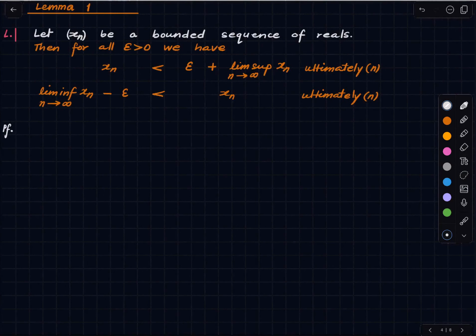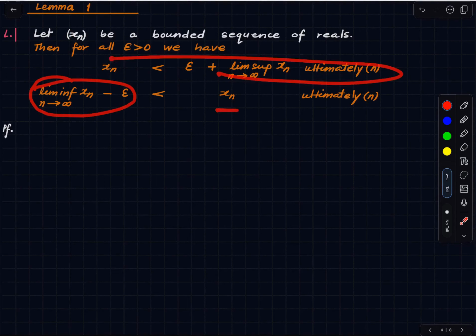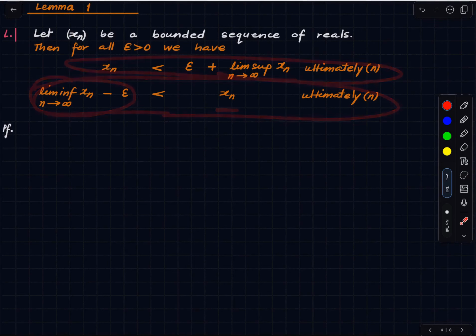So now there is a not big, but there is an ultimate theorem that we want to prove, and towards that we will first prove two different lemmas. This is the first of the lemmas. So fix a bounded sequence of reals. Then for each epsilon greater than 0, we have xn is less than that ultimately, and a counterpart. So we will just prove the first part, and the second part will be an exercise.